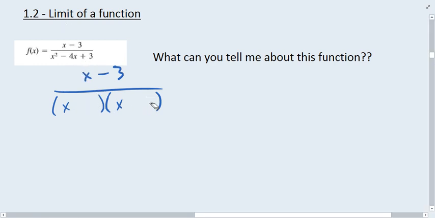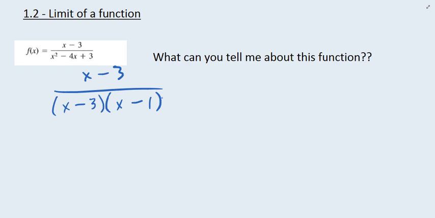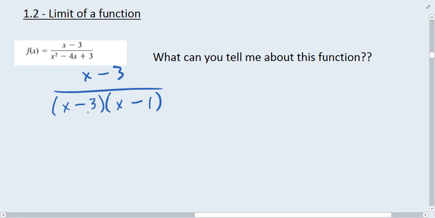So how can we factor this? What is it? X minus 3, x plus 1? Minus 1. Yes, okay. Calculus 30 students, you need to know how to factor. This is super important. Now, negative 3 times negative 1 is positive 3, so that matches that. Negative 3 plus negative 1 is negative 4, that matches that term. So that is what we're looking for.